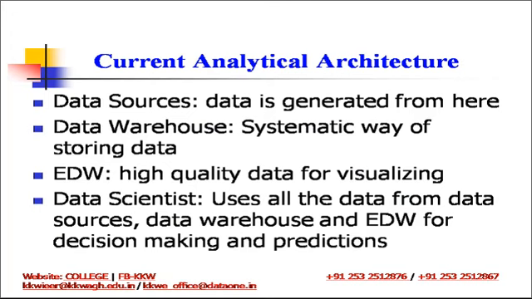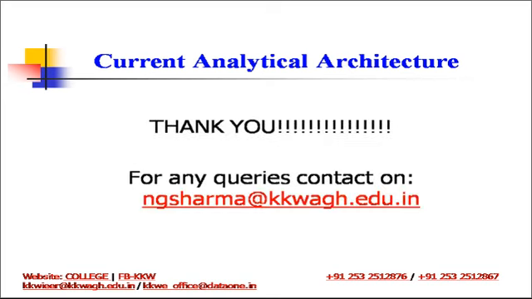So this is what we have already discussed. The first component, data sources, is where the data is actually generated. Data warehouse is a systematic way of storing the data. EDW, that is enterprise data warehouse, is where high quality data is used for visualization purposes. And the last is the data science user, who uses the data generated from all the previous three sources for appropriate decision making and predictions. That is all we had to discuss about the current analytical architecture.